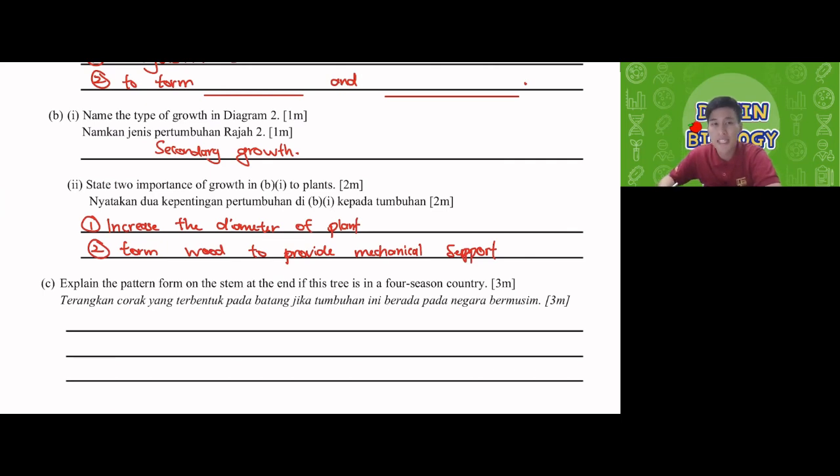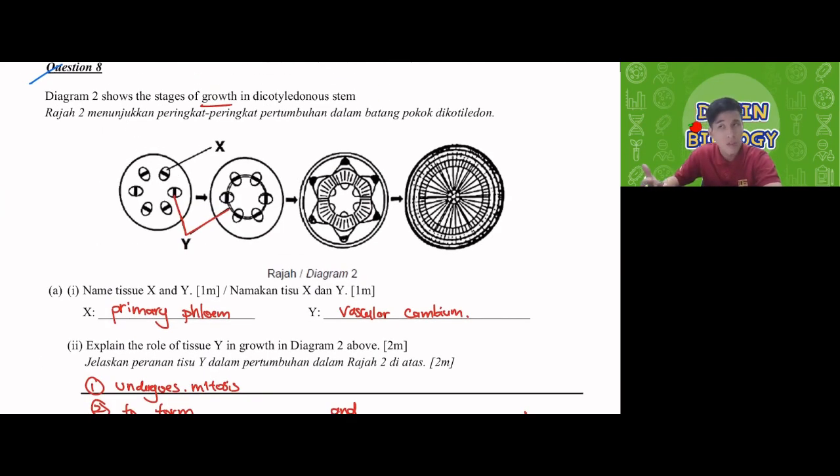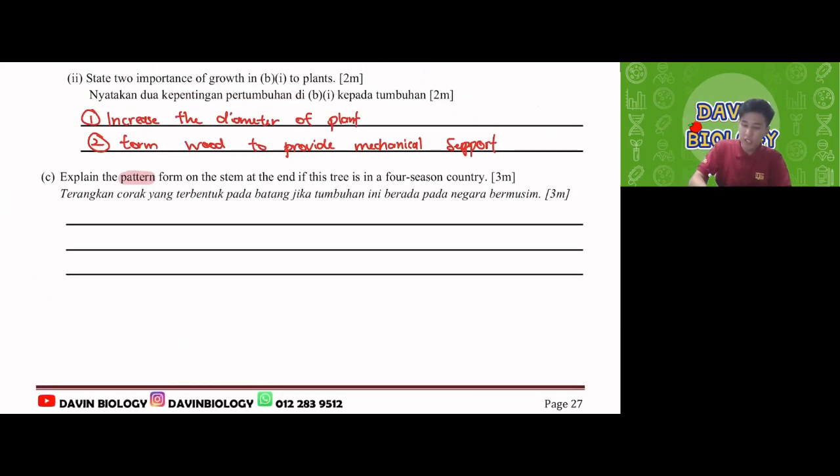Explain the pattern formed on the stem at the end of this tree if it is in a four season country. So what pattern are they talking about? A pattern, meh? What's the pattern? Who can tell me? Yes, the pattern, Jacqueline, correct, is the ring. Yes, Felicia, so correct. The ring is the annual growth ring. The bright and dark ring. So you're going to name the pattern. So that is the pattern, annual growth ring, the name of it. Bright and dark pattern, ring wrong.